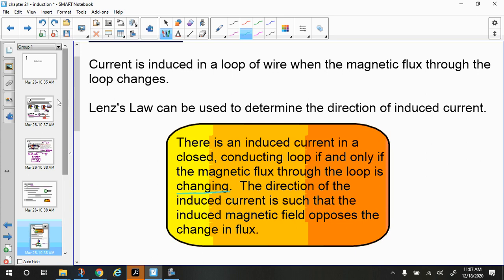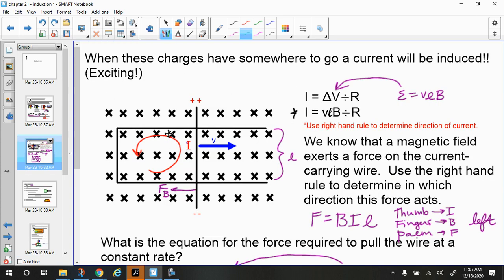So let's go up and look at this. Here I have this bar. This bar is moving to the right. The magnetic flux in this loop is increasing. It is down into the page, or into the screen, and increasing because the area is getting bigger as this bar slides this way. So that tells us that according to Lenz's law, the magnetic field induced by this current is going to oppose the change in the magnetic field.